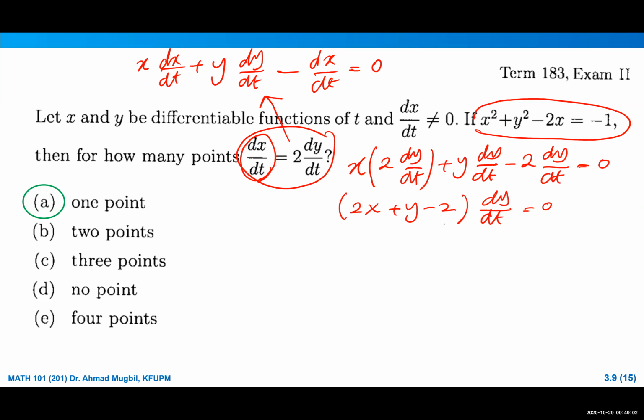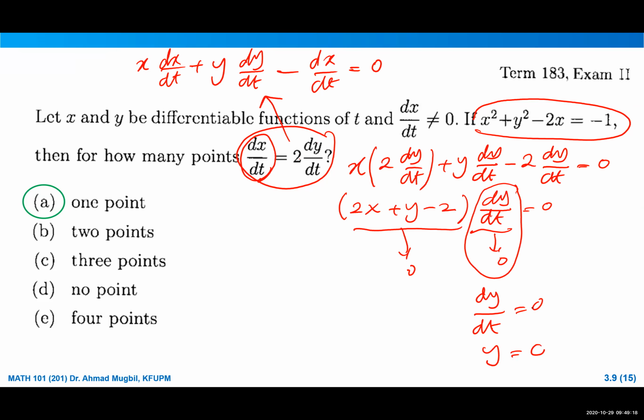Now you have two factors whose product is 0, so either this is 0 or this is 0. One of them is 0. Could this one be 0? It is dy/dt equals 0. If dy/dt equals 0, it means that y is constant. What he mentioned here is important.